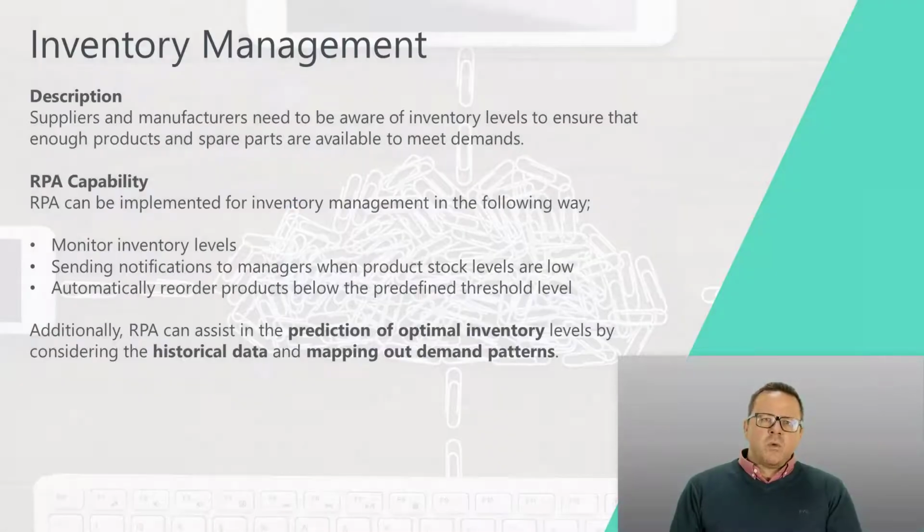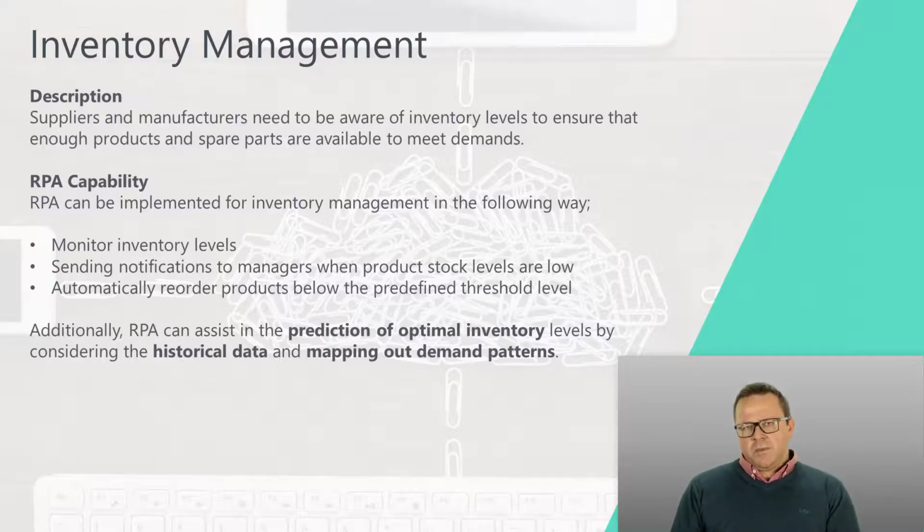Now we're going to look at two more supply chain processes, one of which is RPA for inventory management. Suppliers and manufacturers need to be aware of inventory levels to ensure that products are available to meet demands. This is how RPA can manage inventory.